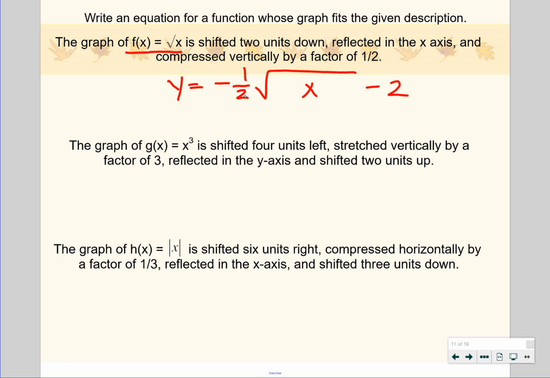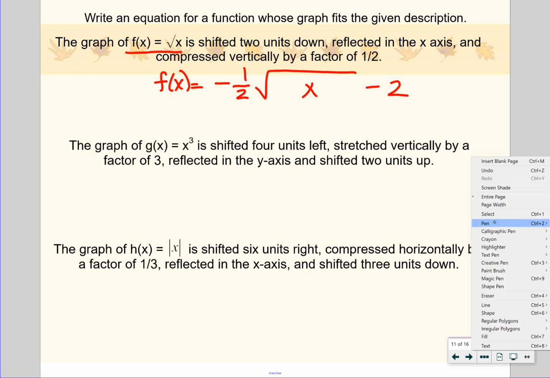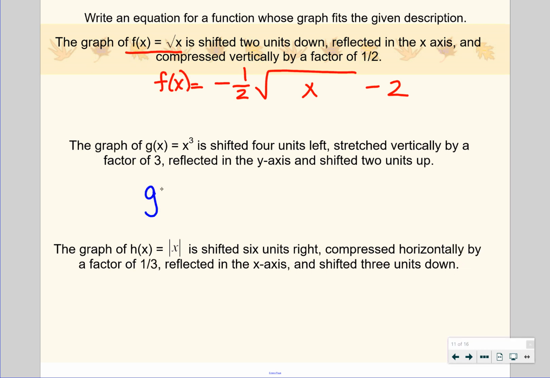Graph of g of x is x to the 3rd, and we want to shift it 4 left, stretch vertically by a factor of 3, reflect it over the y-axis, and shift it 2 up. And I guess I should probably use the proper notation, so I'll just adjust this one, f of x. My next one was g of x. All right, so we are starting with the cubic function. So I'm going to put a big parentheses, cubed with an x in it. Okay. 4 to the left. If you want to move it left, okay, inside the parentheses, is it going to be a +4 or a -4 if it's left?